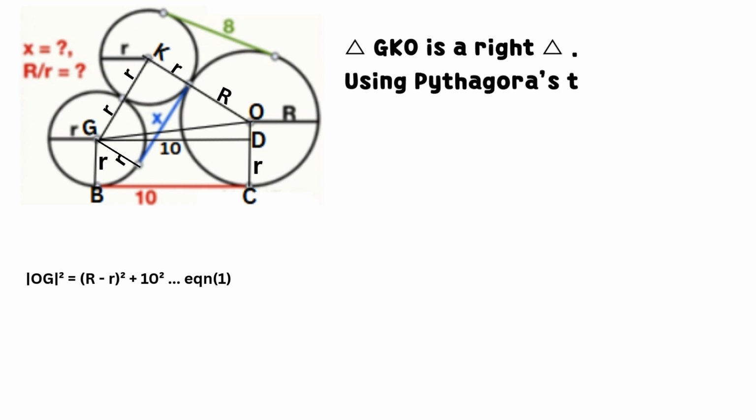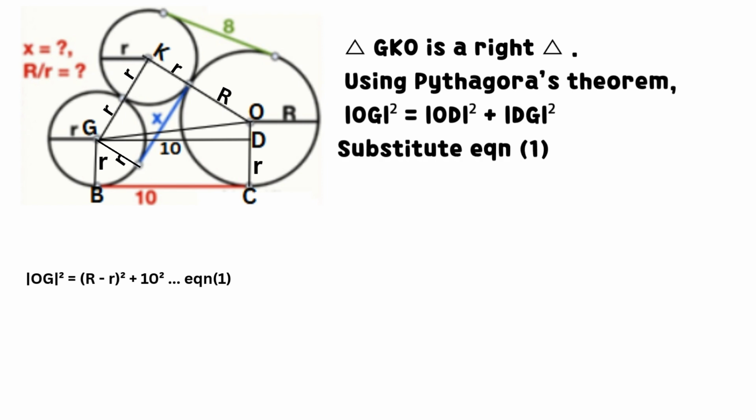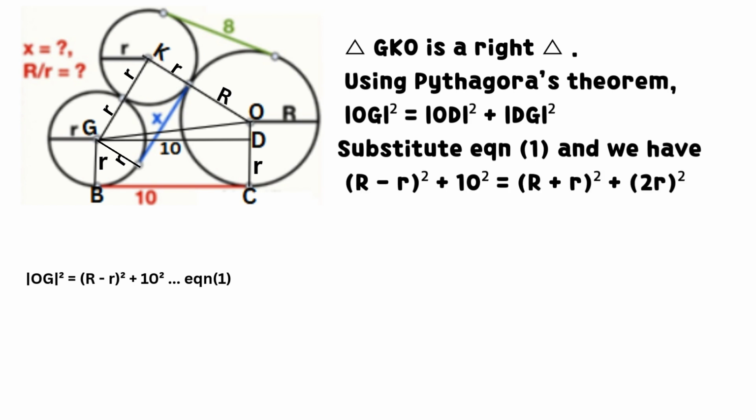Triangle GKO is a right triangle. Using Pythagoras' theorem, the square of OG equals the sum of the square of GK and the square of OK. Substitute equation 1 and we have that the sum of the square of r minus small r and the square of 10 equals the sum of the square of r plus small r and the square of 2 times small r.